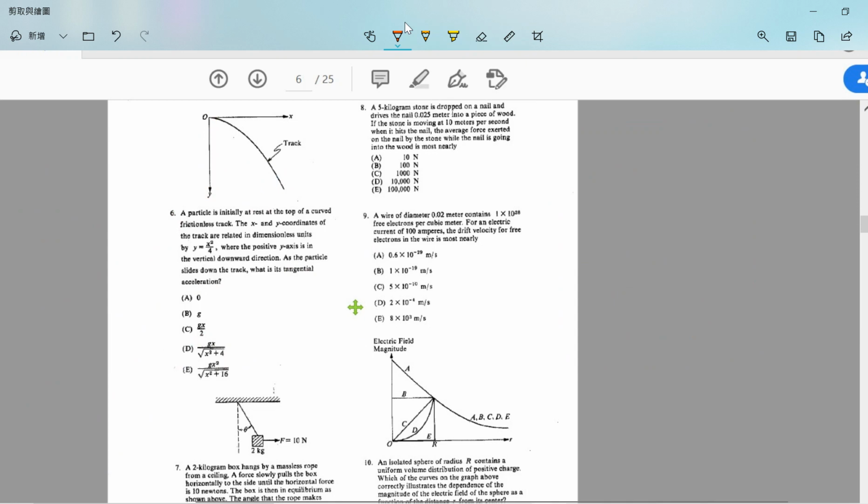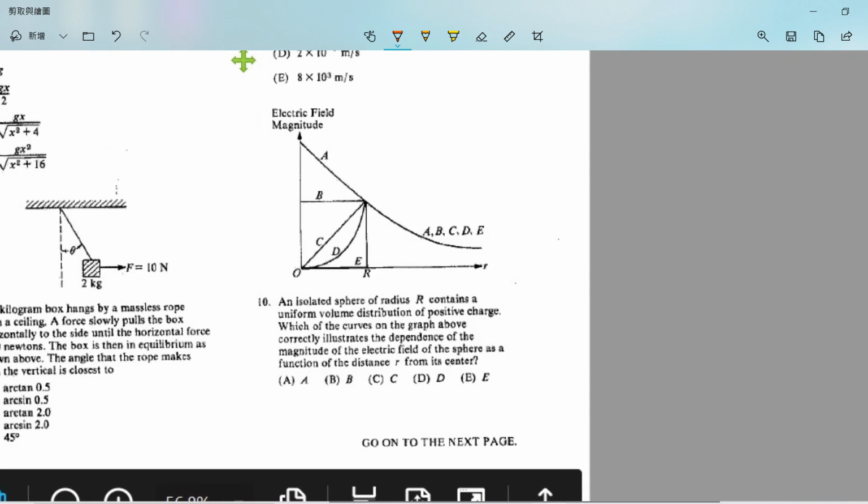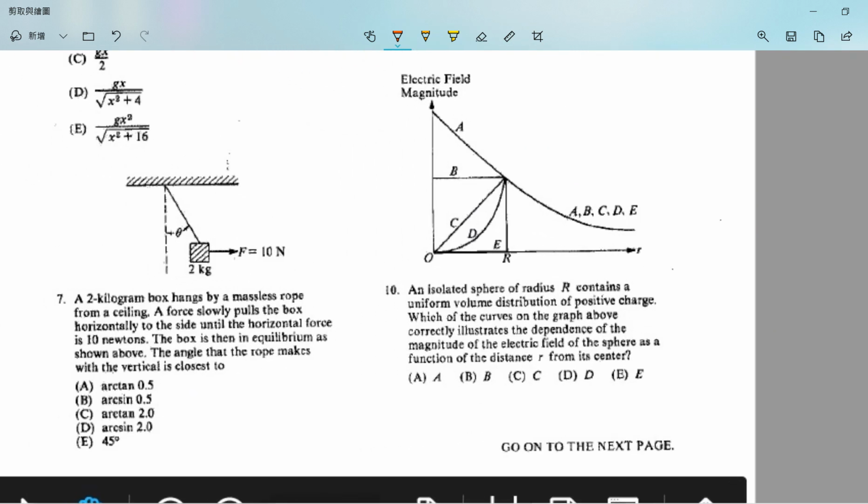Number 7. The 2 kilogram box hangs by a massless rope from the ceiling, and a force slowly pulls the box horizontally until the horizontal force is 10 newtons. They say it's in equilibrium and ask about the angle. The angle is not difficult.